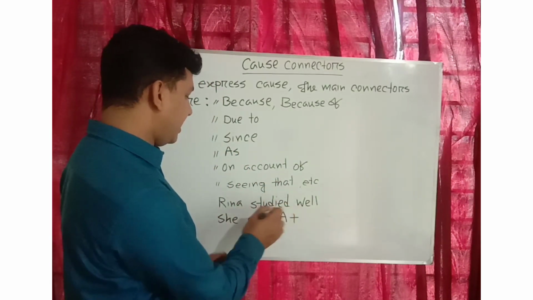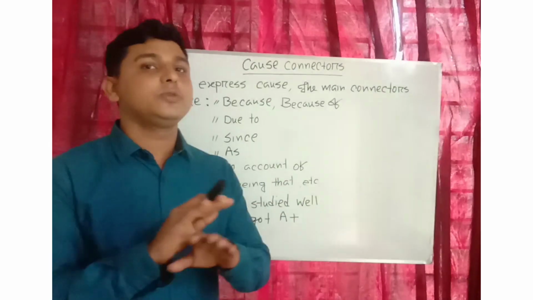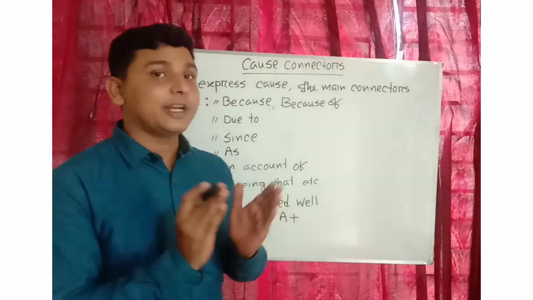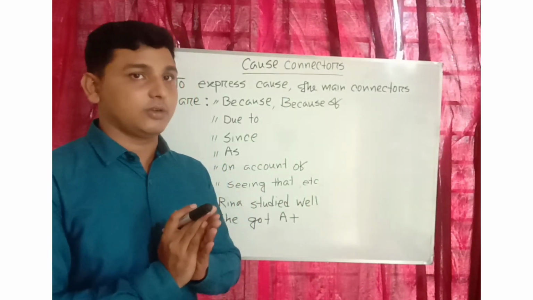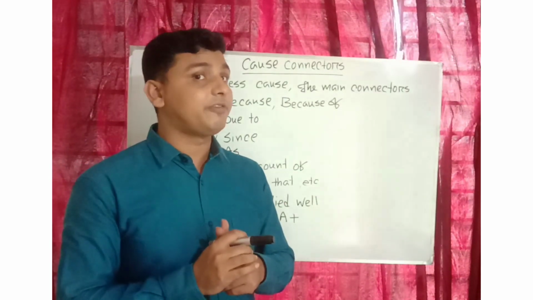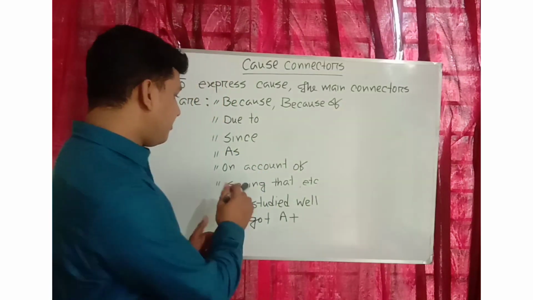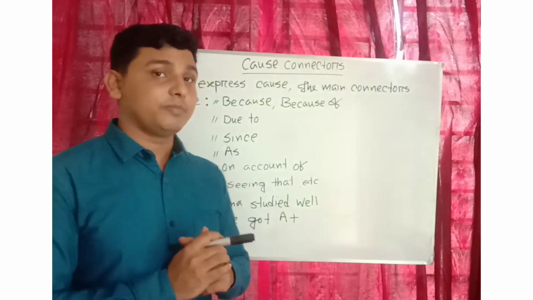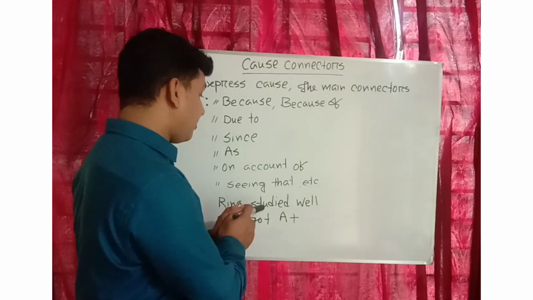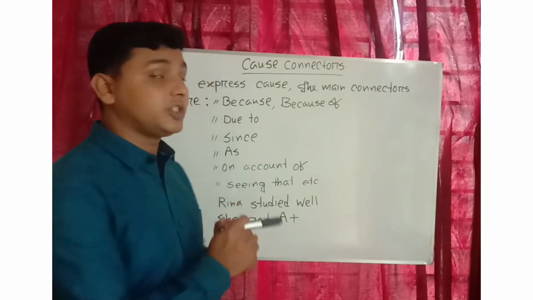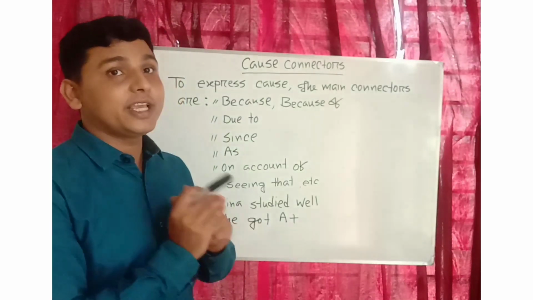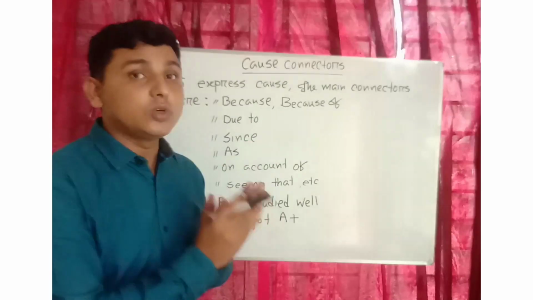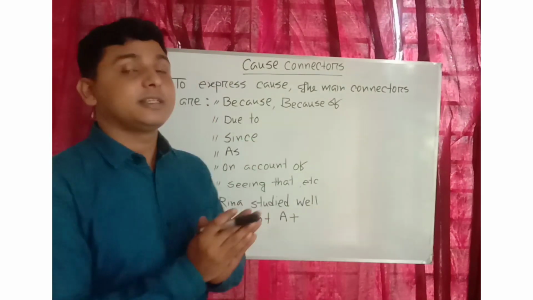Rina studied well, she got A+. They are two separate sentences now. If we want to connect them using connectors, which relationship will we find here? See the examples. Rina studied well, she got A+. So here we find a reason. Because of her studying well, she got A+. So there is a reason. We can use the reason connectors or cause connectors to connect these two separate sentences.